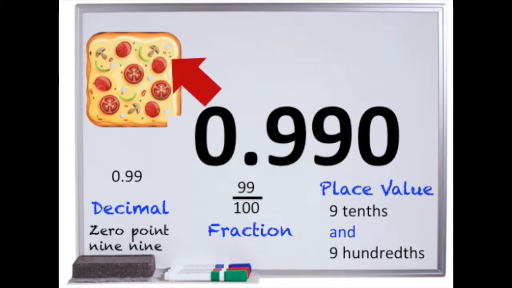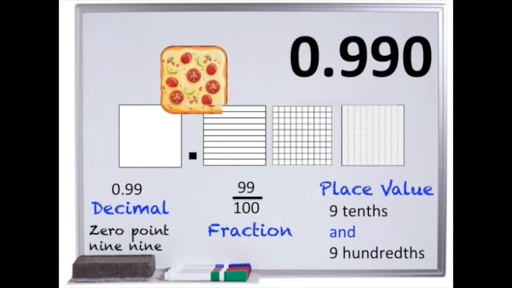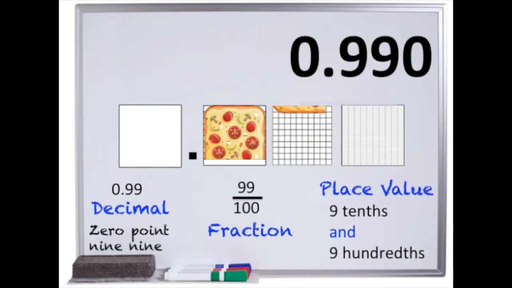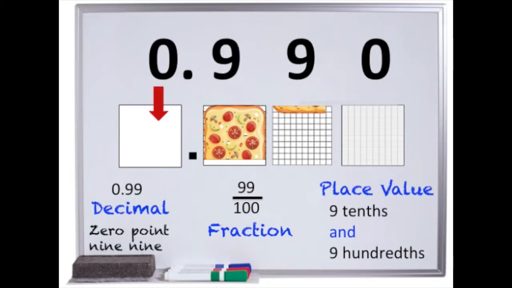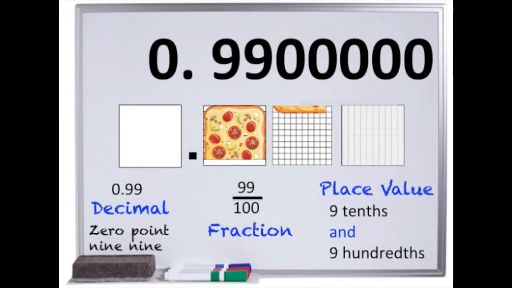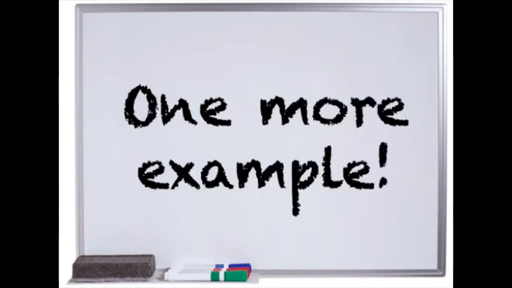0.990, and I still have the same amount of pizza. Let me show you that on our colouring grid. See, we have 0.990. And see how adding a zero on the end does not change the amount of pizza we have? We still do not have any thousandths either way. In fact, I could add heaps of zeros on the end and it still wouldn't change the amount of pizza I have. Let me go through one more example for you.